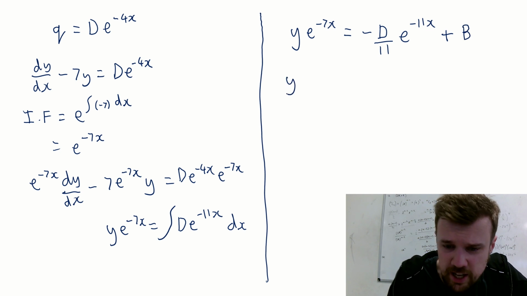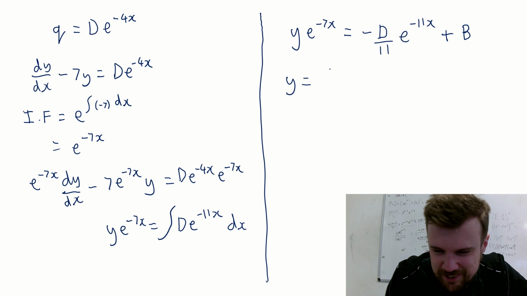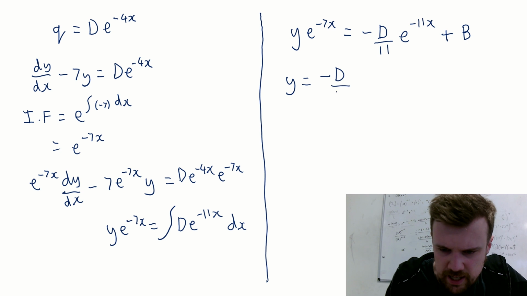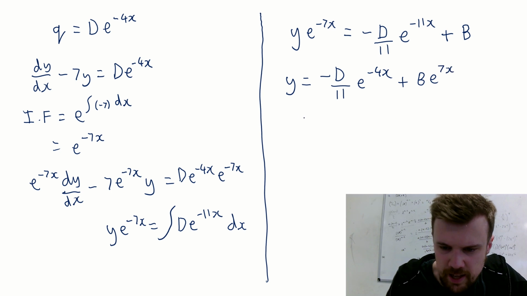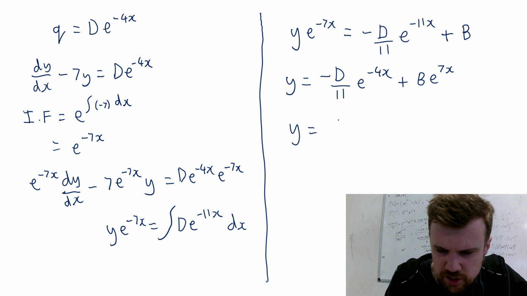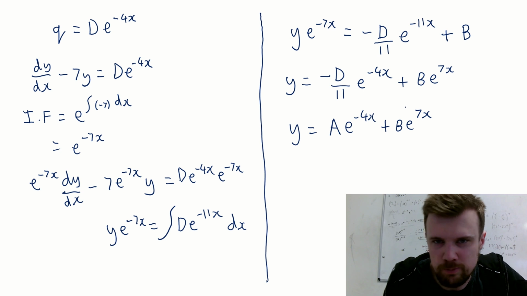And the last thing we've got to do is multiply both sides by e to the 7x to get rid of e to the minus 7x on the left-hand side. If we do that, the e to the minus 11x will become e to the minus 4x. And then we'll also get a b e to the positive 7x as well. And we're almost done. The last thing we need to do is tidy up that integration constant in front of the e to the minus 4x, because we could just write that as a e to the minus 4x plus b e to the 7x by saying let a equal minus d over 11, so it looks a bit more neat and tidy. And there you go.